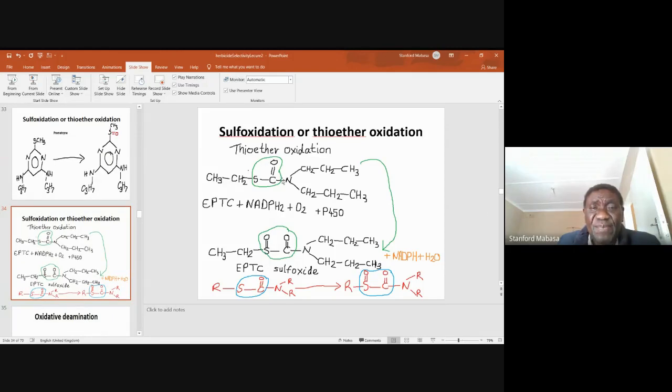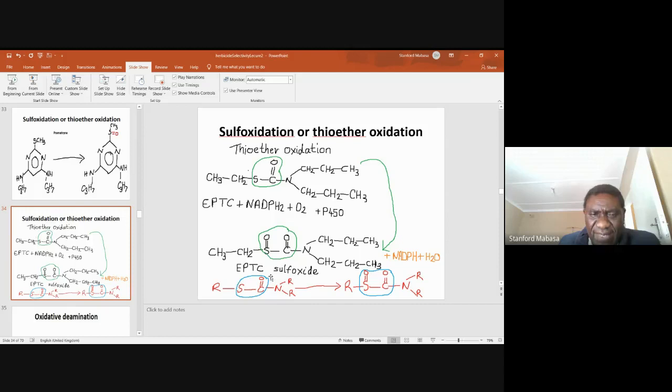Here we have got EPTC. Don't worry about the complicated structure. Just focus where you see S. Where you see S, we are going to add oxygen. And this causes EPTC to be less phytotoxic. Or we can represent it here down there.